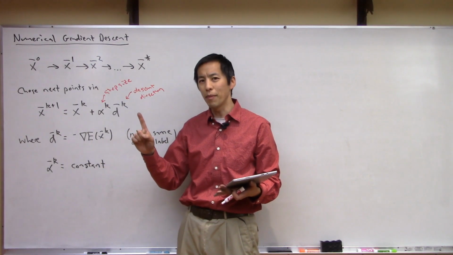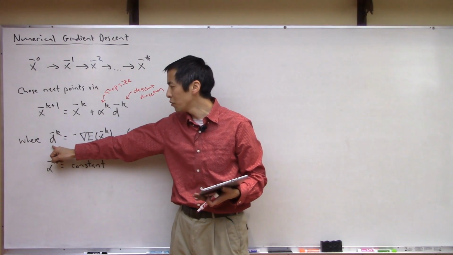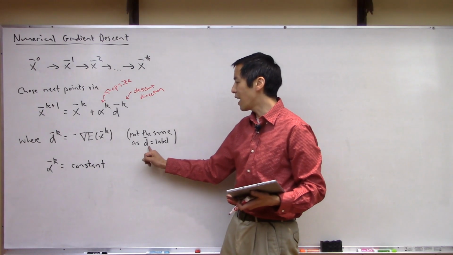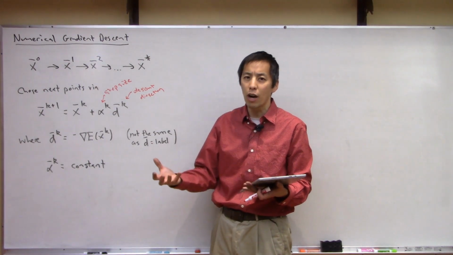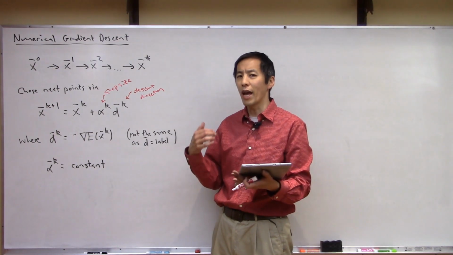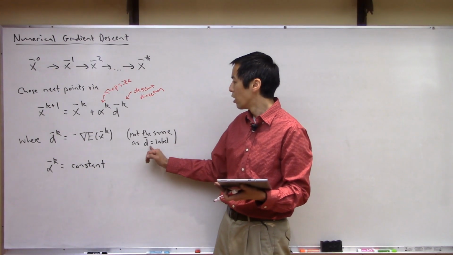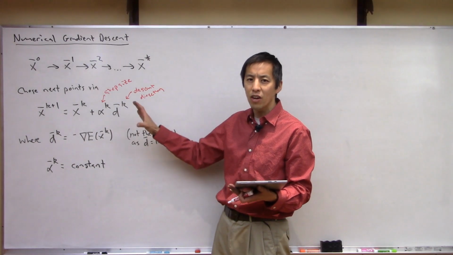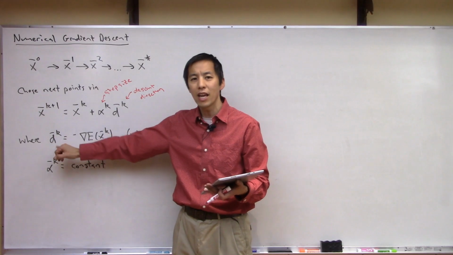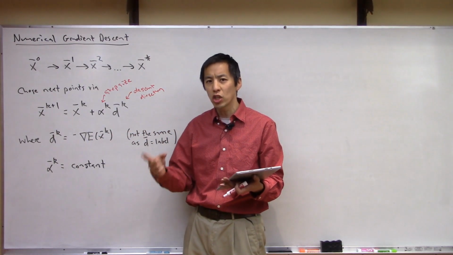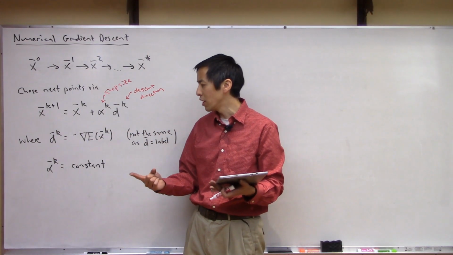The only thing I do want to mention is please don't confuse this d sub k with d, which we used earlier to denote the desired output or the label or the actual output of the system. So just don't confuse this. In this context, when we're talking about the numerical optimization routine, d sub k is the descent direction at step number k of your routine, right?